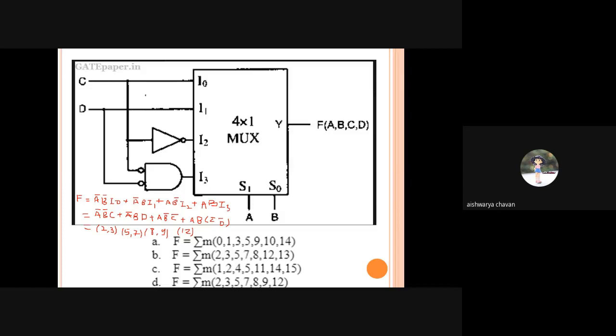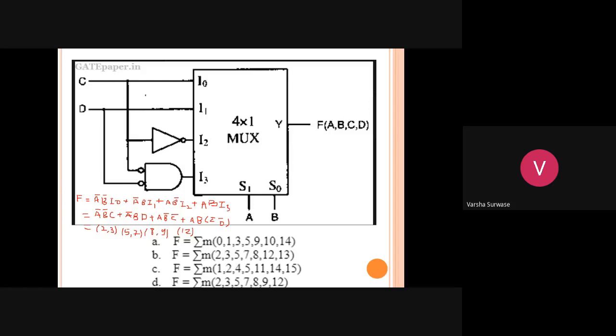So which gate is this? NAND or XOR? Can you identify this gate? So this one is the AND gate. When we use inverters at the input of the AND gate, you will get the inverted output at the AND gate.